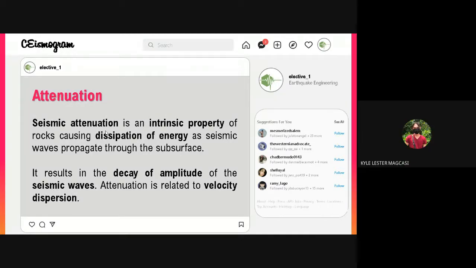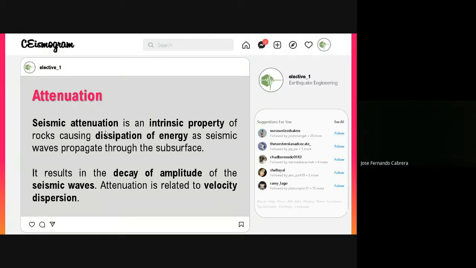Yes po. Seismic attenuation is an intrinsic property of rock causing the dissipation of energy as seismic waves propagate through the subsurface. Halimbawa, you throw a pebble in a pond. Nag-create ito ng wave sa surface papalayo kung saan mo binato yung bato. The waves are largest kung saan tumama ang bato and get smaller as they move away. It results in the decay of amplitude of the seismic waves. In addition, attenuation is related to velocity dispersion. Next po, please.